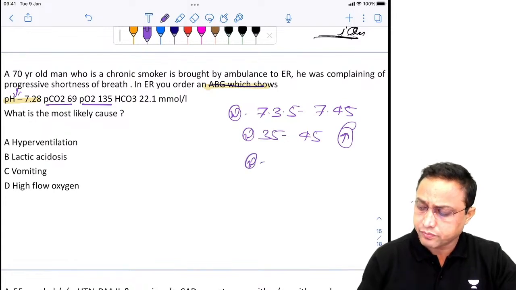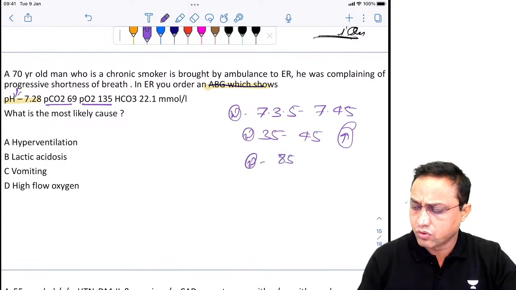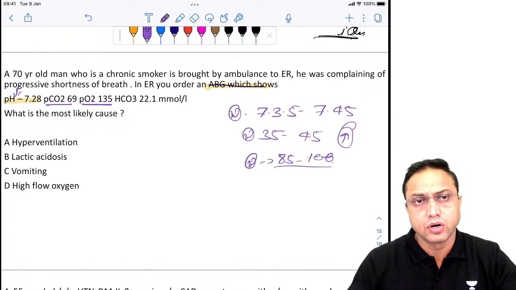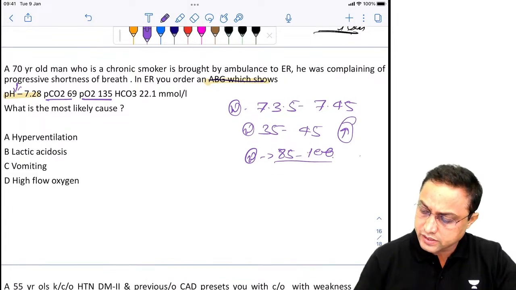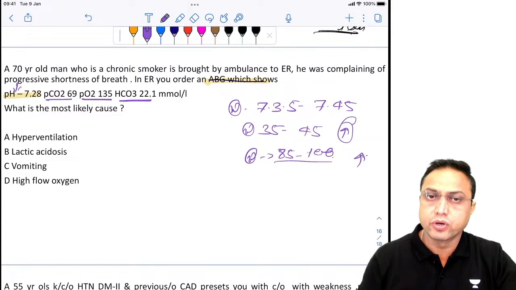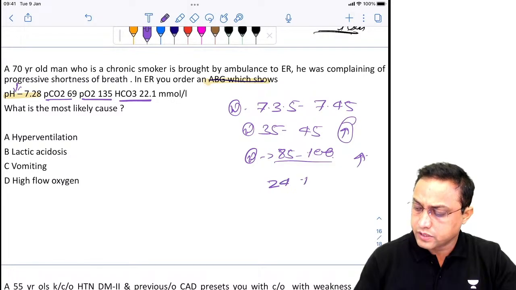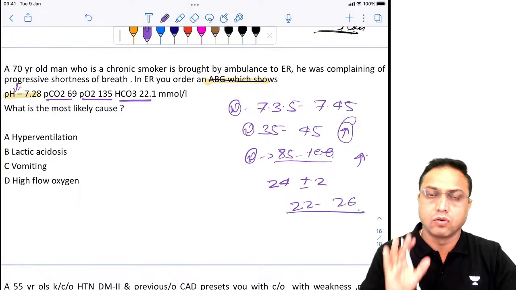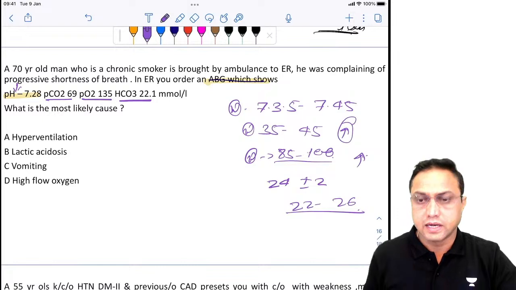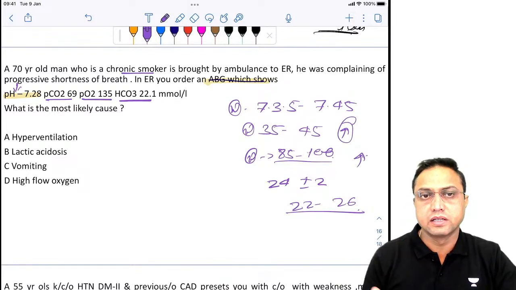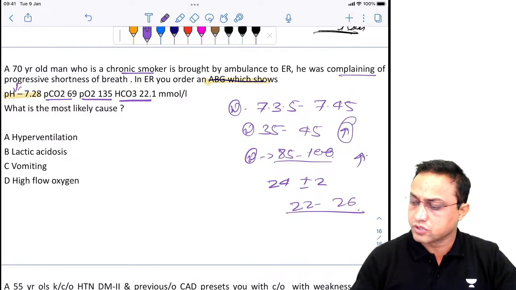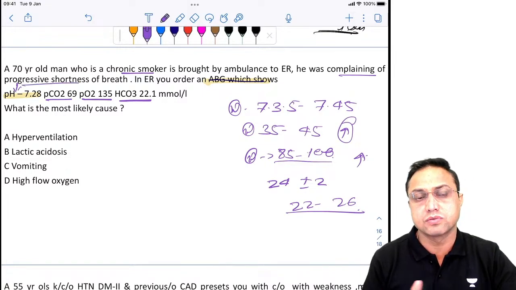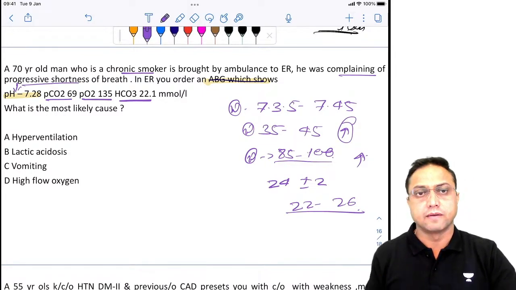Normal is more than 85, up to 100, you can say, right? 85 to 100 is the normal. So it has increased here. Bicarbonate 24 plus minus 2 means the range is between 22 to 26. Now can you please tell me how it is going to happen? Now make it a thumb rule, guys, that this patient is a chronic smoker, which means the patient likely has COPD or an acute exacerbation of COPD, because this patient has progressive shortness of breath. So one thing is very clear, right?